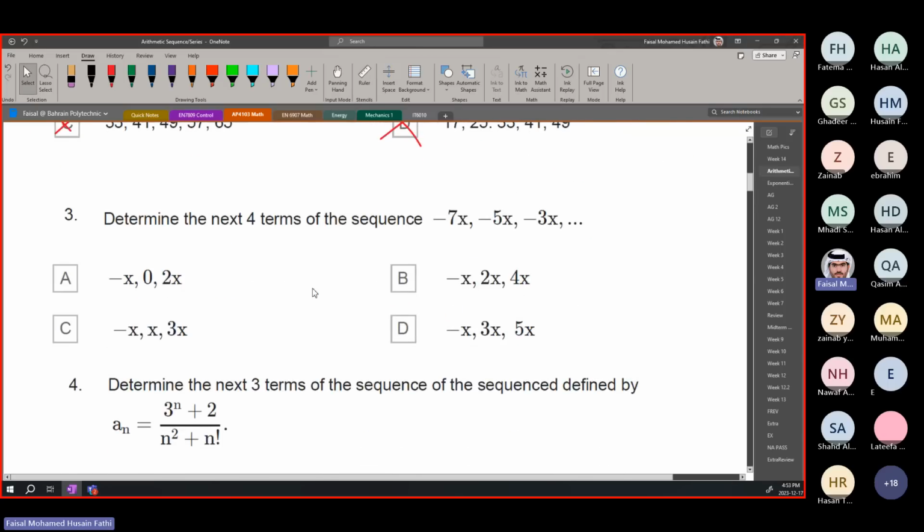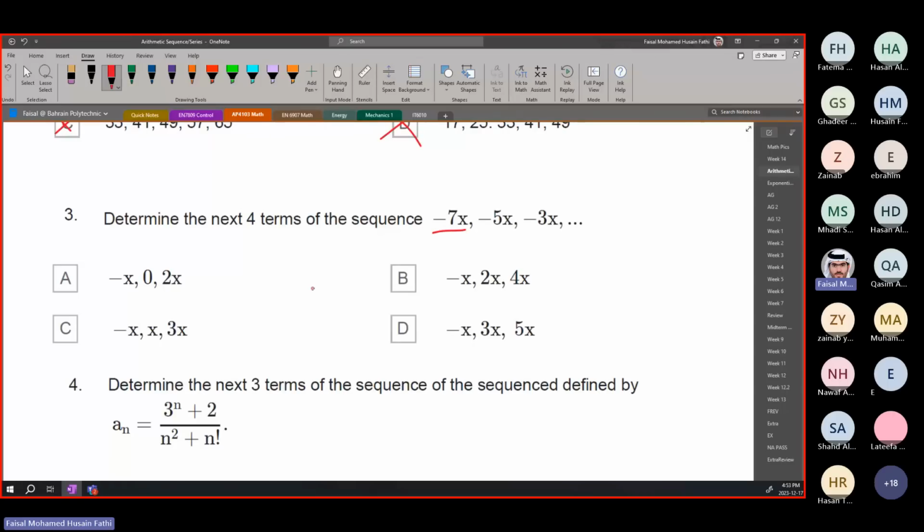All right. Next question. Determine the next 4 terms of minus 7x, minus 5x. A1 is minus 7x. The common difference is minus 5x minus minus 7x. Remember to not mistake the sign. So this is equal to minus 5x plus 7x, because minus times minus is plus. This is equal to 2x.